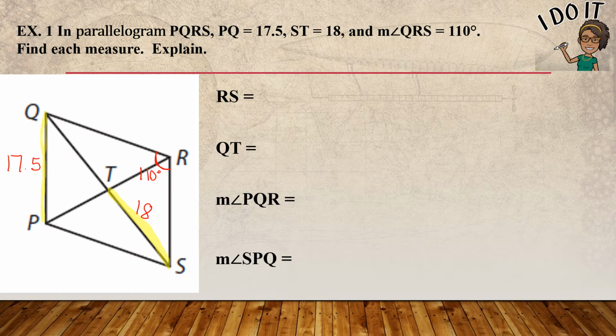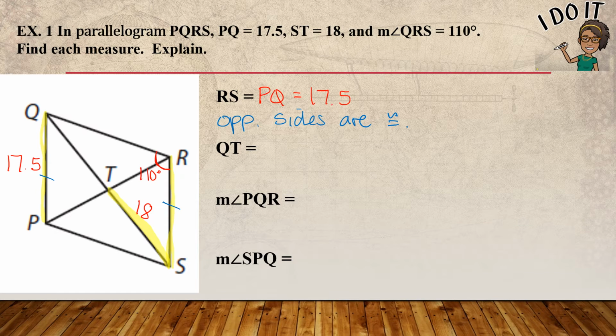So let's start with RS. We're trying to find RS. So I see here RS, let's go ahead and highlight RS, I see is opposite to PQ. And what do we know about opposite sides of a parallelogram? Well, we know that they are congruent. So because RS is opposite and congruent to PQ, that means that they share the same measure, which is 17.5. So the property that was used was opposite sides are congruent.